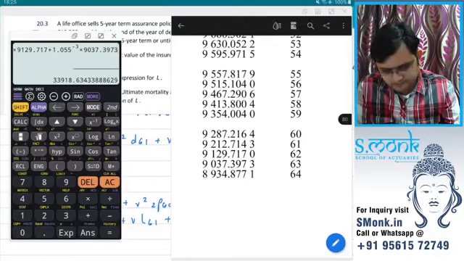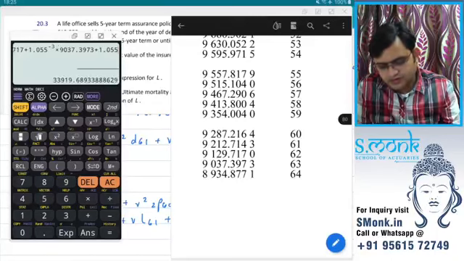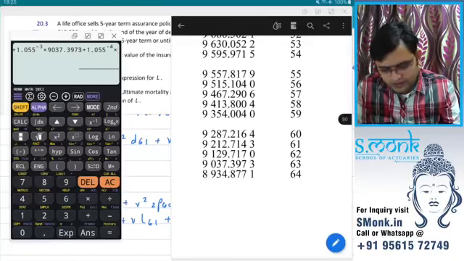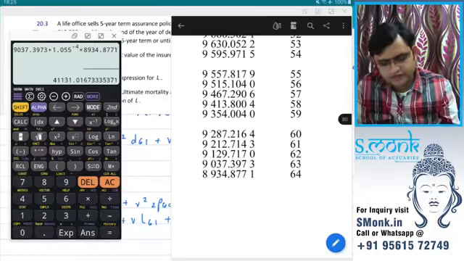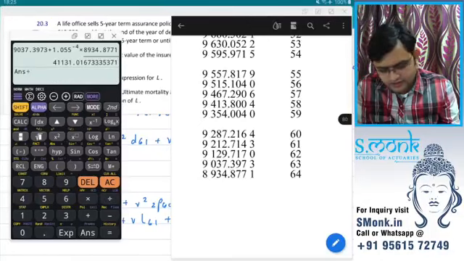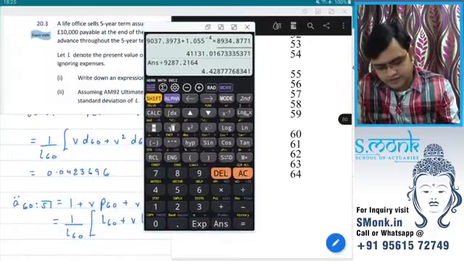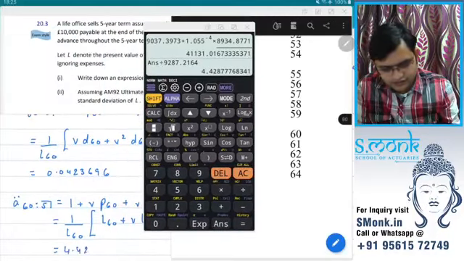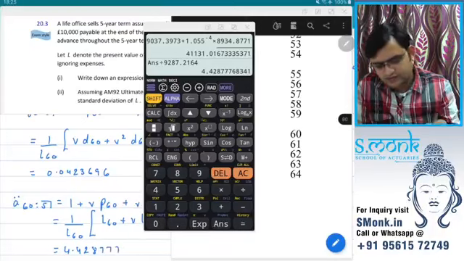3973 raised to minus 4 into 89. This is the value, and then we will divide it by 9287.2164. So this is what we'll get, 4.428777.